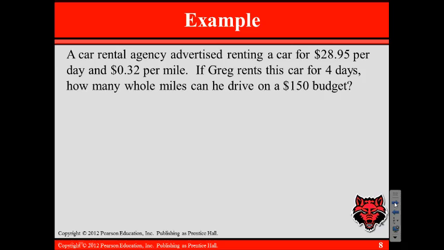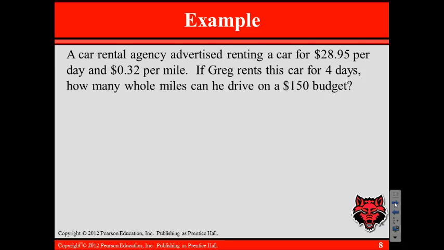Let's try a word problem where there will be some unnecessary information. So this won't be a direct translation like we've seen in the previous examples. A car rental agency advertised renting a car for $28.95 per day and 32 cents per mile. If Greg rents this car for 4 days, how many whole miles can he drive on a $150 budget? So let's go through, and just like we had before, let's determine what the unknown quantity is. Let's determine the necessary information and then try to set up an equation.